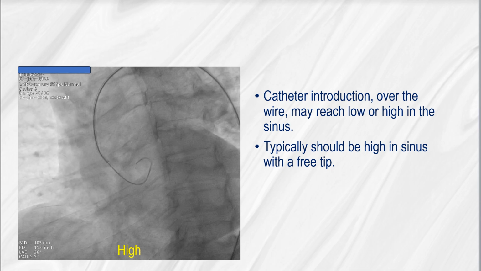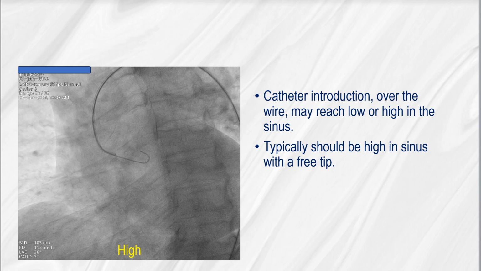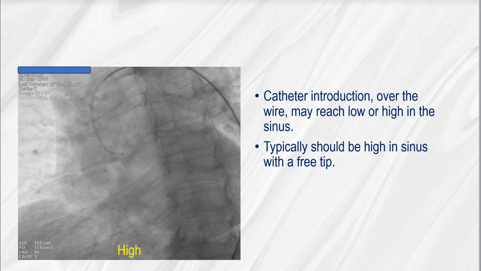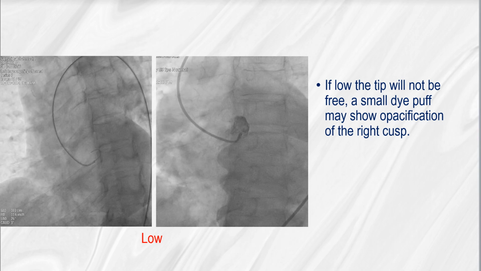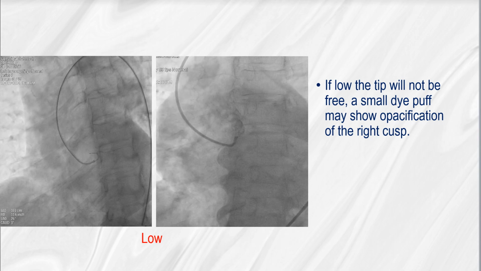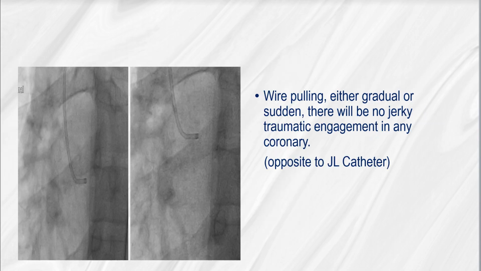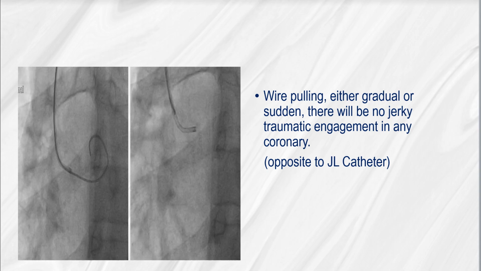Catheter introduction over the wire may reach low or high in the sinus. Typically it should be high in the sinus with a free tip. If low, the tip will not be free. A small dye puff may show opacification of the right cusp. Wire pulling, either gradual or sudden, there will be no jerky traumatic engagement in any coronary.